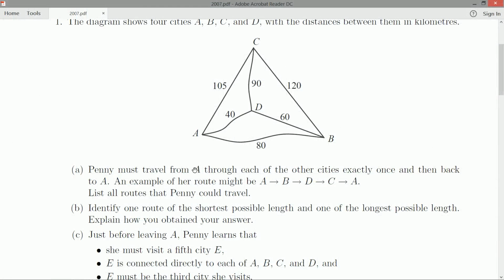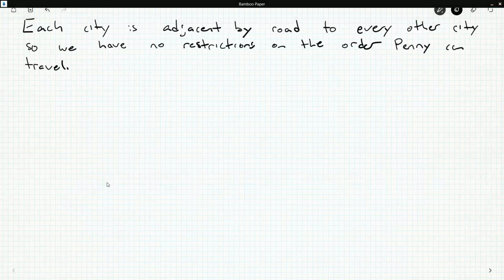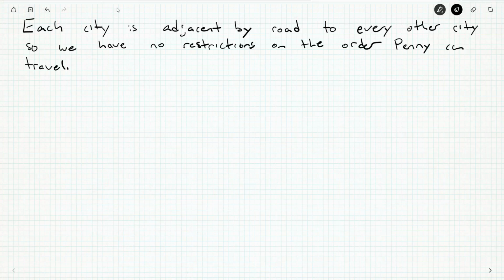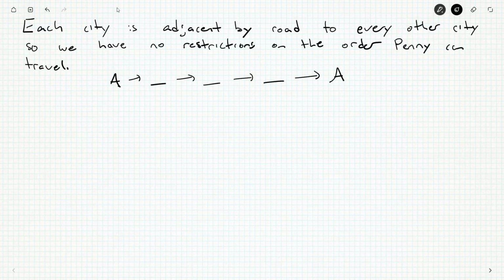See, because there wouldn't be a C to B road. Okay, so Penny must travel from A through all the other cities exactly once, and then back to A. So her journey looks a little something like this. So she goes A, and then some city, then some city, then some city, and back to A. And we have to fit B, C, and D in here once. So we have 3 choices for our first city. You can either have B, C, or D.